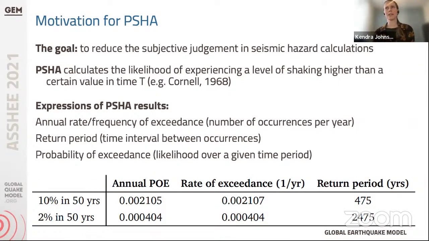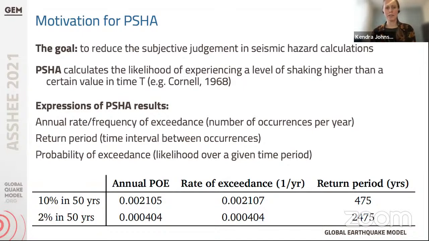So the goal of PSHA is to reduce the subjective judgment in seismic hazard calculations, while still recognizing the aleatory or random nature of earthquake processes, as well as the impact of our limited knowledge and data about earthquake processes on hazard results. So ultimately, we are trying to understand the regularity of damaging ground motions that occur due to earthquakes. And to this end, PSHA calculates the likelihood that a site will experience a given level of shaking that's higher than some value in a time period T.